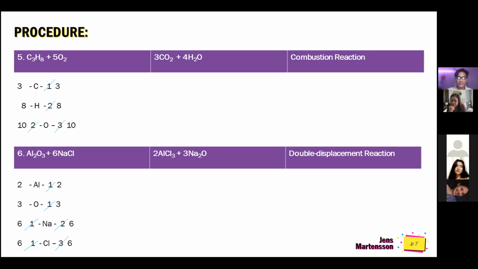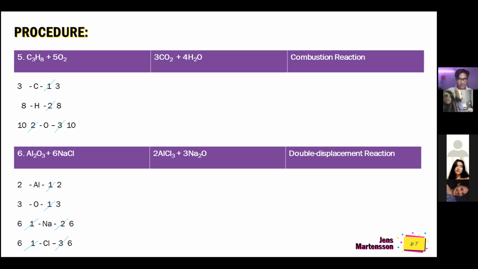Item number 6 is a double displacement reaction. The chemical formula is Al2O3 plus 6NaCl. Sa double displacement reaction is, di ba, ano man yun? Wait lang. Ang formula niya is parang AB plus CD. Di ba? Ang A natin dyan is ang Al. Ang B natin is ang O3. Tapos ang C natin is 6Na. Ang D natin is Cl.